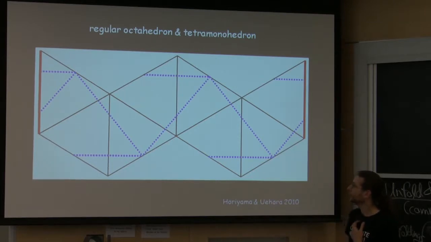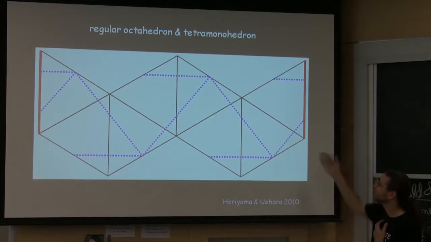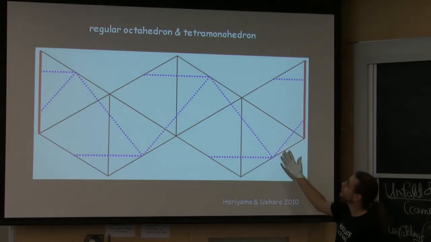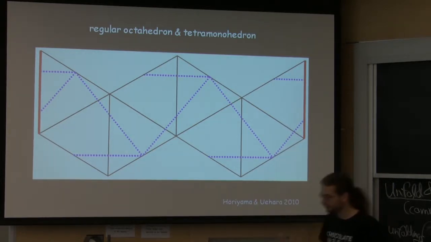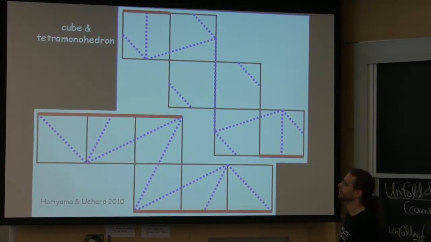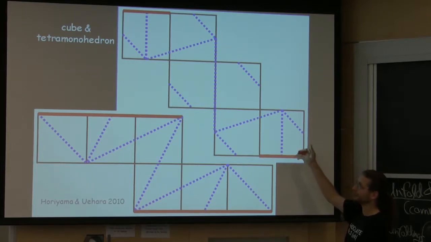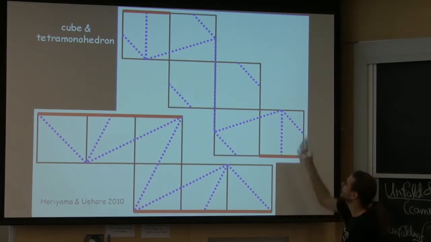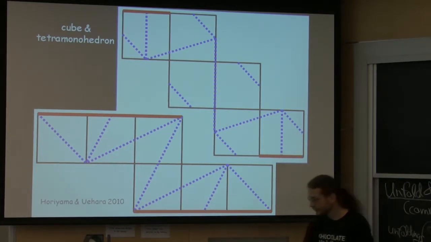Horiyama and Uehara talked about a bunch of different common unfoldings. This is, again, of a regular octahedron and a tetramonohedron, but a different example. But they kept going. They said, all right, let's do all the Platonic solids. So this is a common unfolding of a cube and a tetramonohedron. Cube, actually two of them. You can see how it makes a cube. That's obvious. But the tetramonohedron are the blue lines.